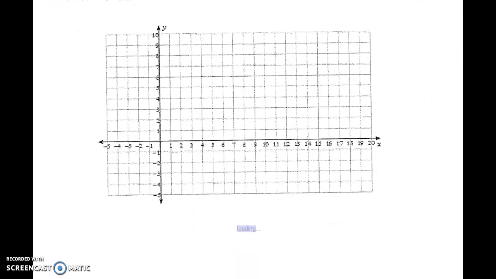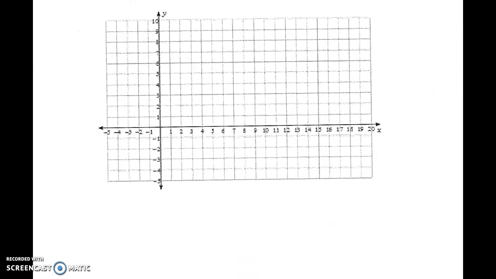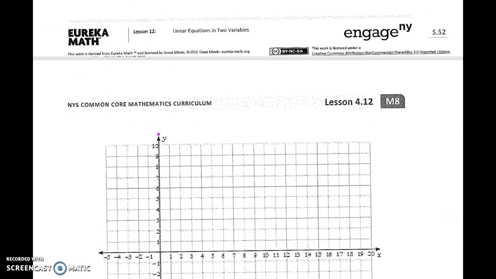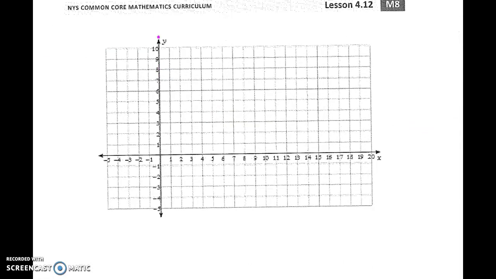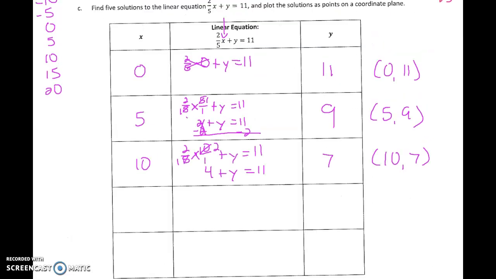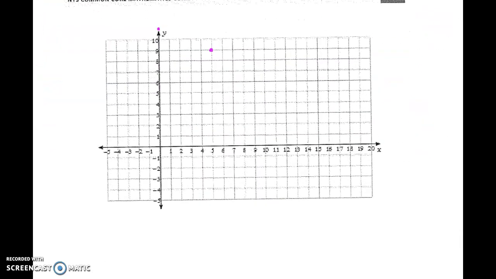So 0, 11, I'm going to go up to 11. Ooh, it's right off here. So we'll guesstimate it to be right there. 5, 9, so I'm going to go to the right 5 and up 9. And 10, 7. All right, and what we can see is that this is forming a line.